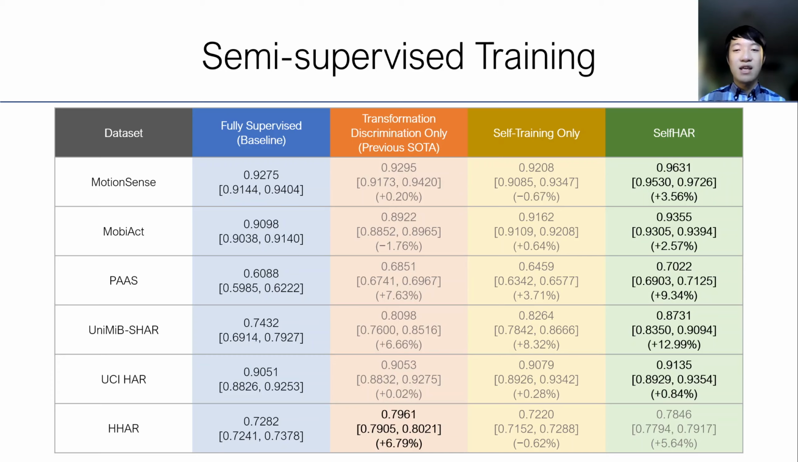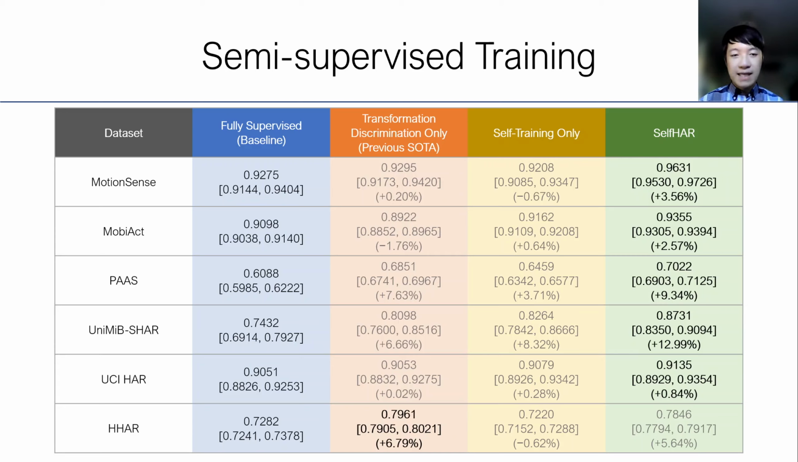And for this case only, we didn't make use of the unlabeled dataset because this fully supervised baseline isn't designed for that. And then the third column is the transformation discrimination only pipeline, which corresponds to the previous state of the art. And the fourth column shows the numbers for self-training only, which is an evaluation study that we did by isolating the self-training element out. And the last column corresponds to our SelfHAR pipeline.